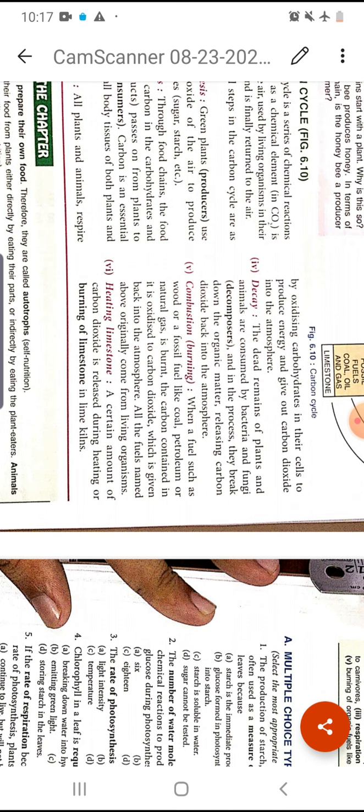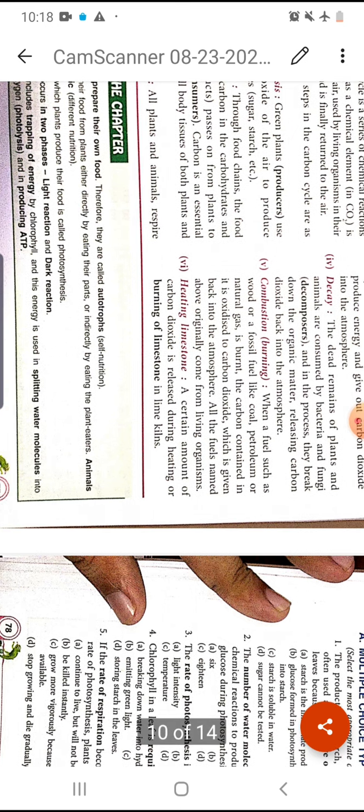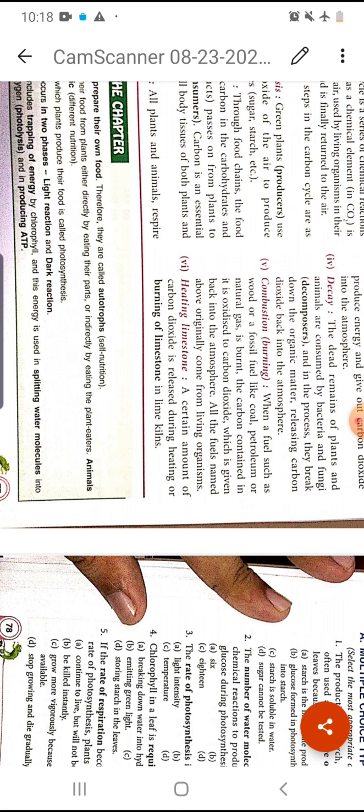Okay, now combusting or burning. When a fuel like wood or any kind of fossil fuel like coal, petroleum, LPG, or natural gas is burnt, then the carbon content inside it is oxidized into carbon dioxide. Means when we are burning something, carbon will convert into carbon dioxide with the help of oxygen, which is given back into the atmosphere. All the fuels named above originally come from living organisms.